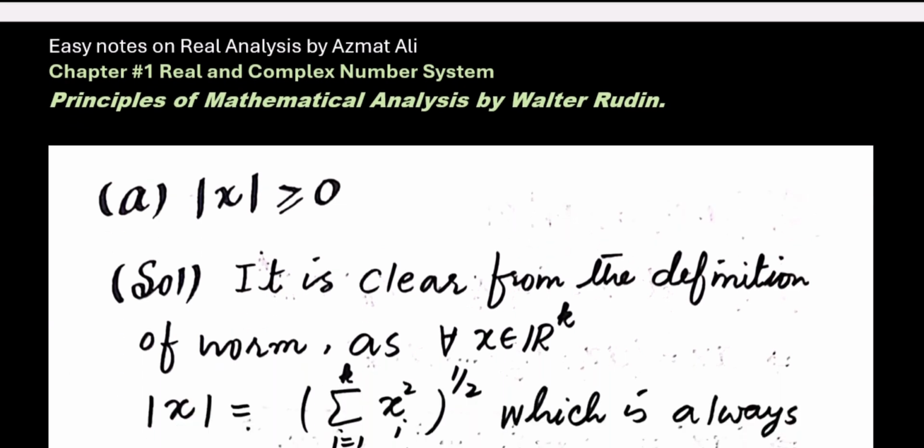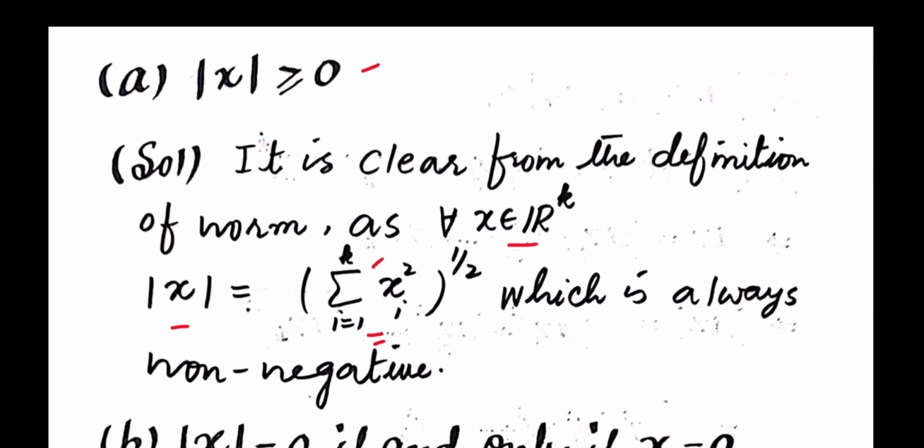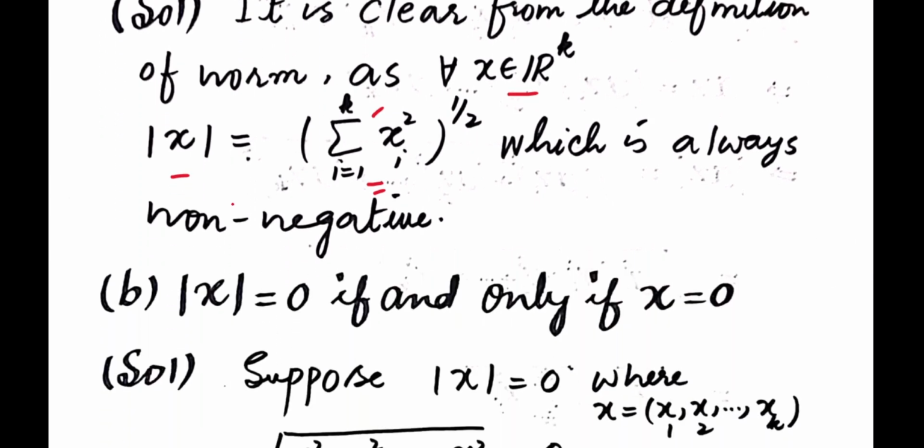The first part is the norm is non-negative. It is clear from the definition of the norm, as for any x belonging to R^k, we can define the norm as the square root of the sum of squares, and a sum of squares is always non-negative. So this shows that the norm is greater than or equal to 0.